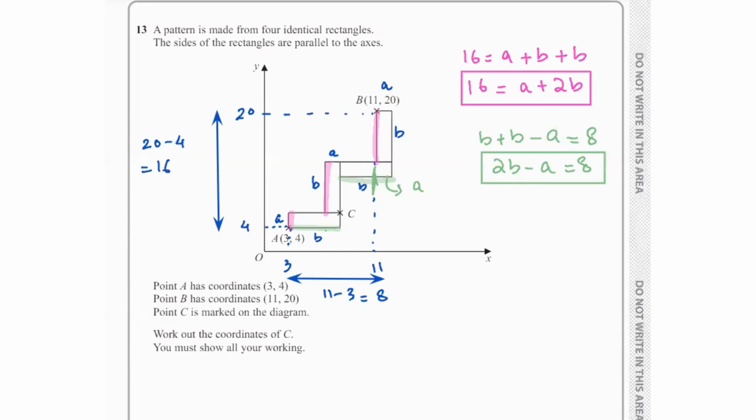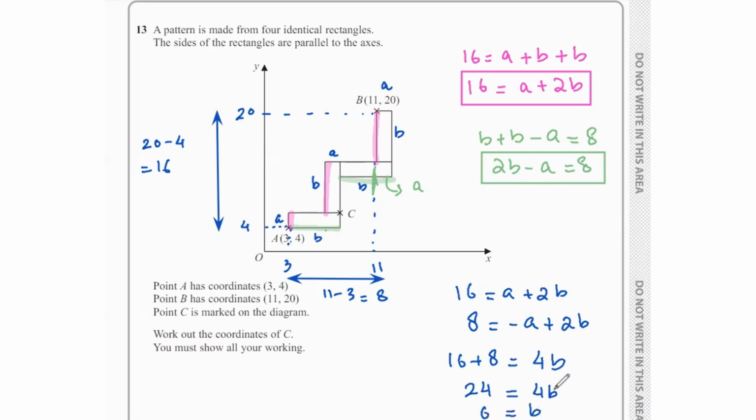Now we can just solve them simultaneously. 16 equals A plus 2B and 8 equals minus A plus 2B. If we add the two equations, 16 plus 8 equals 4B. That's 24 equals 4B and 6 equals B. For A, we can do 8 equals negative A plus 2 times 6. That's 8 equals negative A plus 12, and A will be 4.